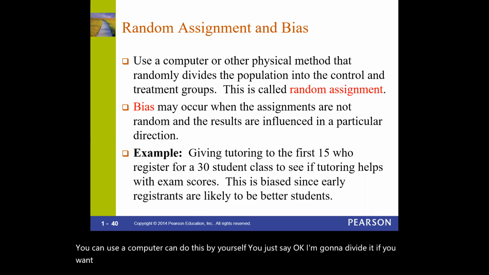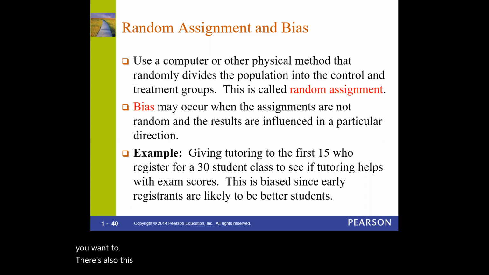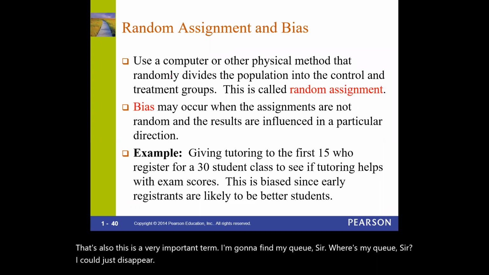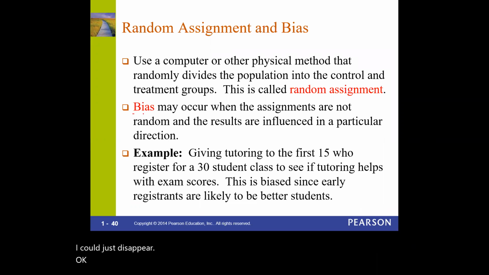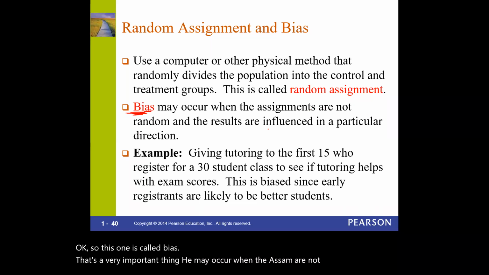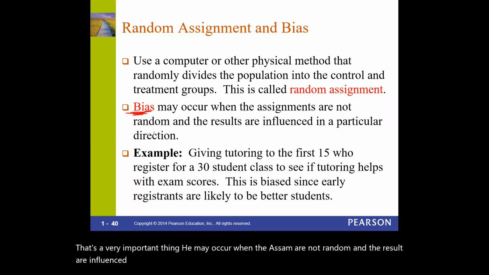An important term that's also, this is a very important term. I'm going to find my cursor. Where's my cursor? My cursor just disappeared. Okay, so this one is called bias. Okay, that's a very important term. It may occur when the assignments are not random and the results are influenced in a particular direction.